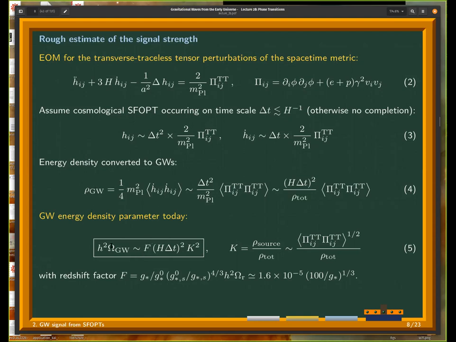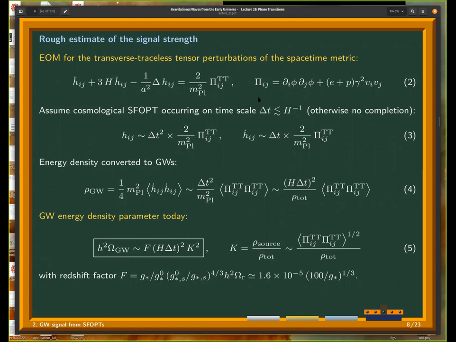So to go from rho to omega, I have another factor of the total energy density at the time of production. So I have this object here, the expectation value, over rho total squared. And this appears here in this k squared. In other words, k is given as the energy density contained in the source relative to the total energy density at the time of production.